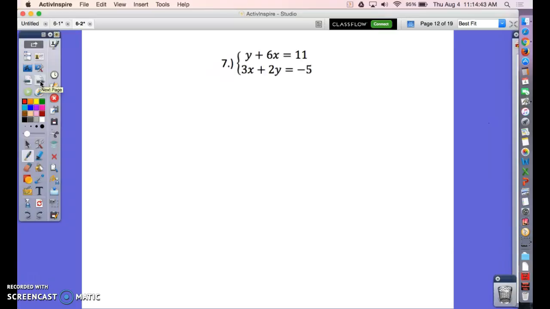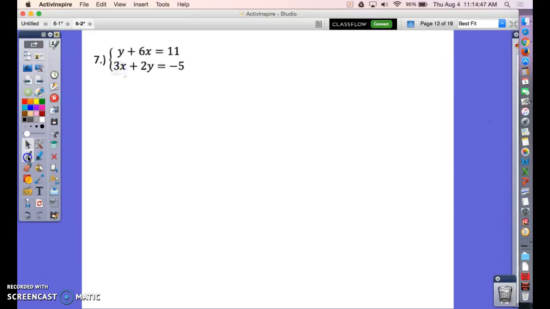So with problem 7, again, you have to decide which variable to isolate. I look for a variable that does not have a leading coefficient. I can see that this y is probably going to be the easiest variable to get alone. Perfect. So I'm going to just write that over here. If I have y plus 6x equals 11, and I want to get this y by itself, I would subtract 6x from both sides. Now I have y equals negative 6x plus 11.